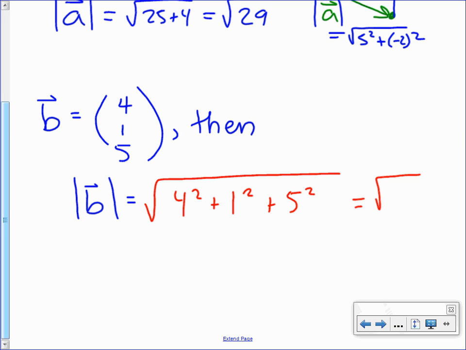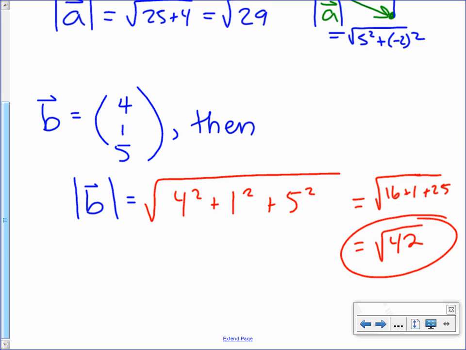16 plus 1 plus 25 is 42. And I'm not going to be mean and make you simplify that, because you can't, first of all, but it's fine. So put a star next to the magnitude. That's a key skill.